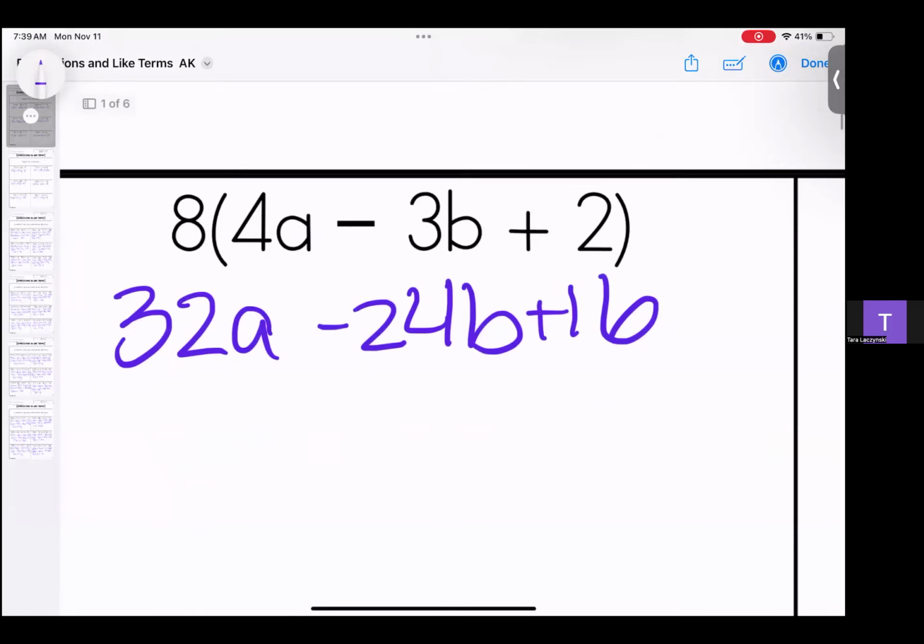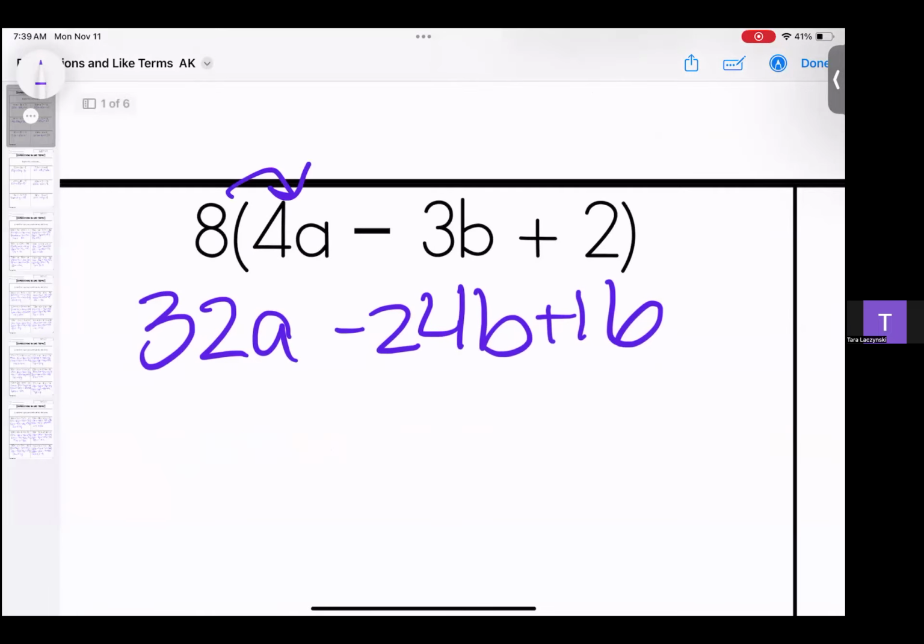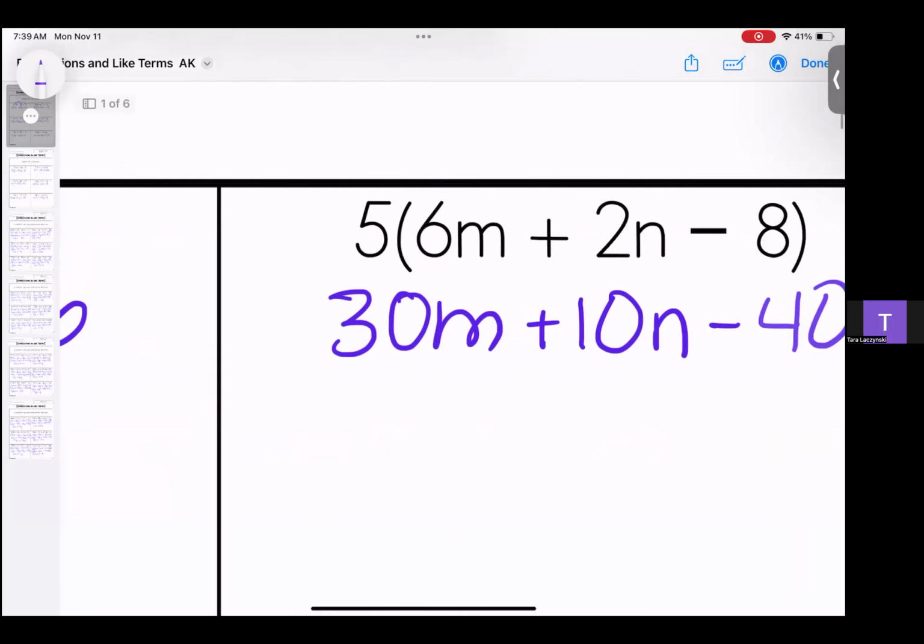Let's take a look at this week's homework where we were looking at our expressions and like terms. For our first one, we were sharing out our 8 with everything inside, being very careful to look at our signs. 8 times 4 is 32, bring your A. 8 times 3 is 24, bring your B, make it negative. And 8 times 2 is 16. A and B are different variables. 16 is just a number or a constant. So that is our final form.